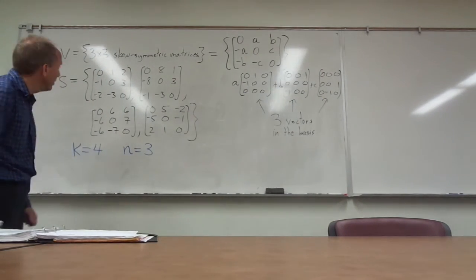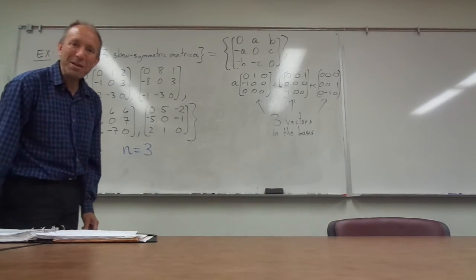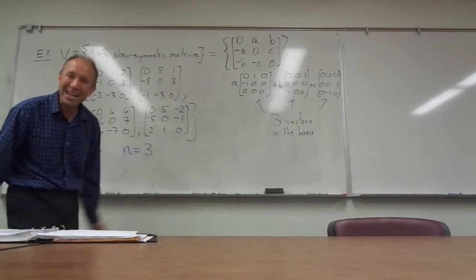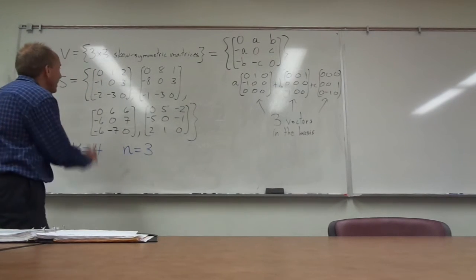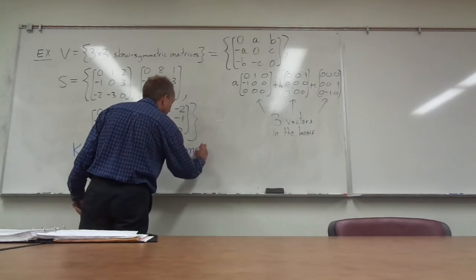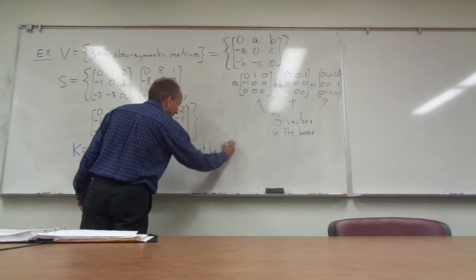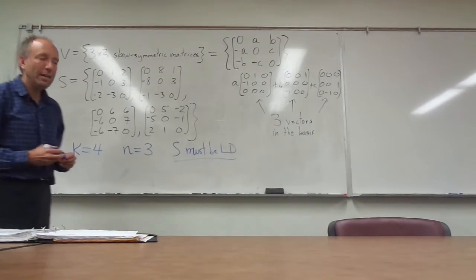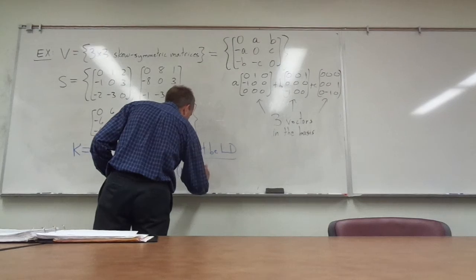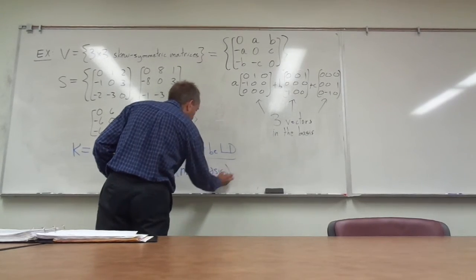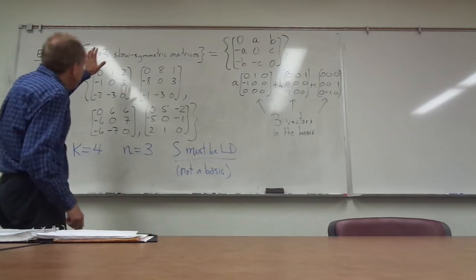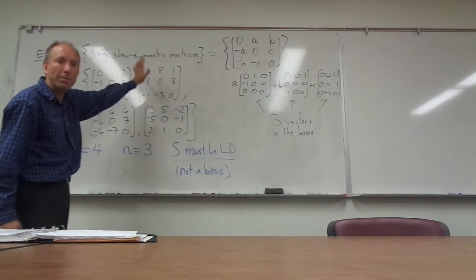So are these matrices going to be a basis? These numbers don't match. K is bigger than n. It's too many vectors. S must be LD. It must be LD. It's not a basis because to be a basis, the set would have to be LI and a spanning set. Now, this set of matrices might be a spanning set.